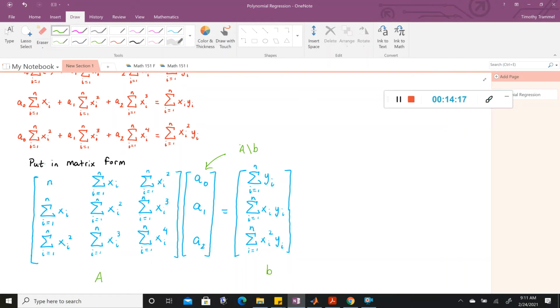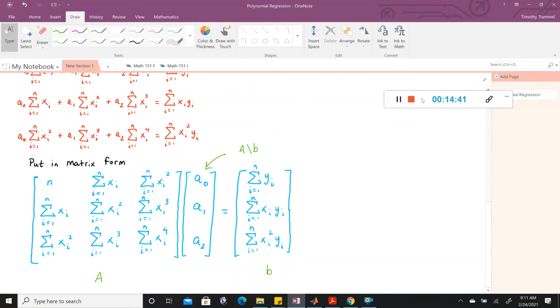But this is the idea. If you wanted to fit your data to a cubic, your matrix A would be a 4 by 4, and your vector B would be a 4 by 1. So each time you go up a degree for the polynomial, the size of your matrix is also going to go up.